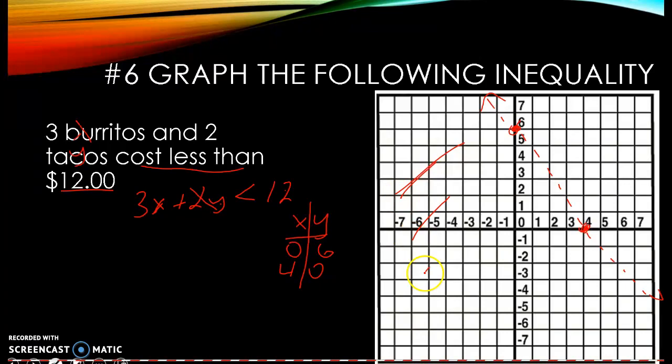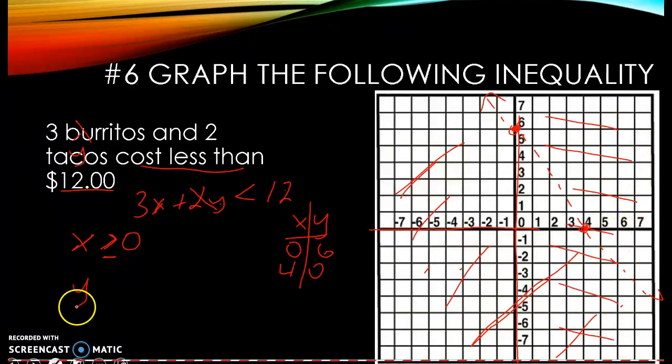Now, we're going to learn later on that if we have a system, we might have more than one equation. And here we will, because you can't buy negative burritos. The number of burritos that you buy has to be greater than or equal to 0, which means X has to be greater than or equal to 0, which means here's where X is 0 right here. It's going to be greater than or equal to that, which means it's over here.